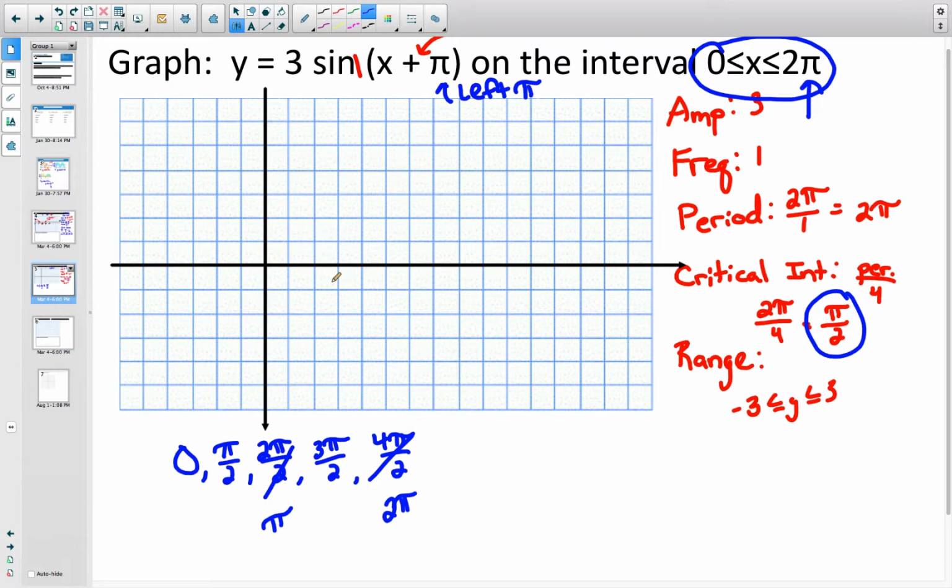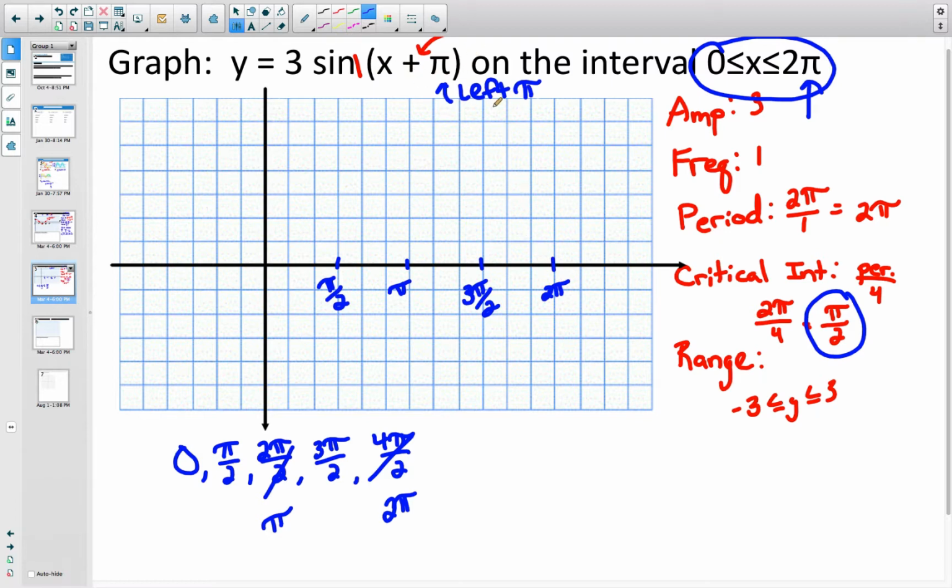Let's put down our critical intervals here. So 0, I'll skip. This is pi over 2. This is pi. 3 pi over 2, and 2 pi. Okay.